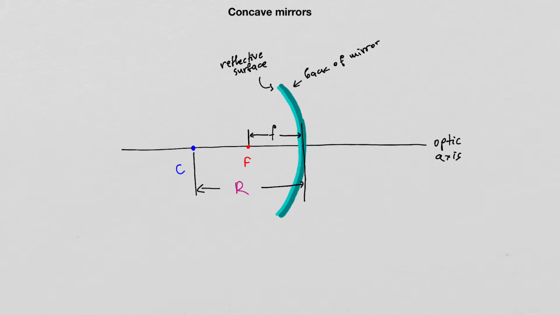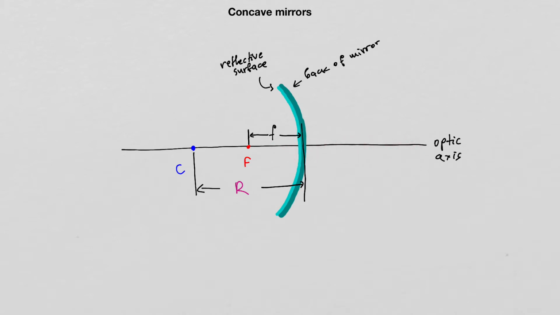Now we have this imaginary straight line, which is called the optic axis. And the optic axis bisects the mirror, so splits it into two equal parts. So again, this is an imaginary line.